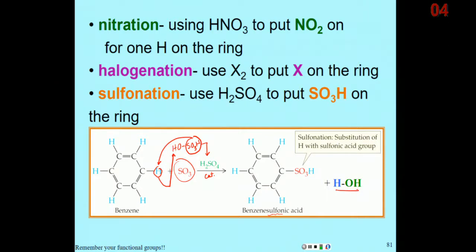So you get sulfonate derivatives. Again, it's substitution. I should have made the arrow go here. And the substitution leaves a second product of only water, and sulfonate derivatives are just one of the kinds of examples of these three characteristic types that you can have for aromatic reactions.